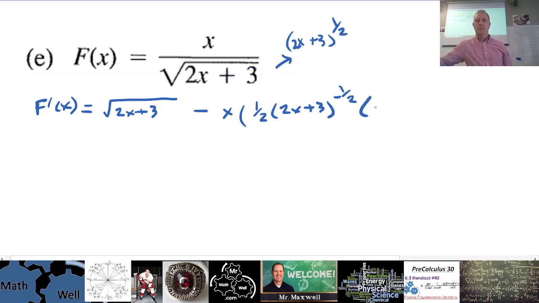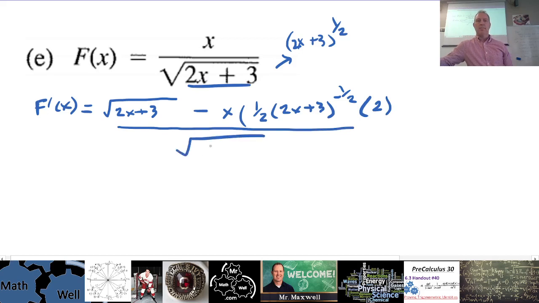Right. The derivative of the inside function, which is just 2. And I can't forget, because I'm still doing quotient rule, that I have to square the bottom. That's going to be actually kind of nice: 2x plus 3, root 2x plus 3 squared. That's going to make for some simple simplification.